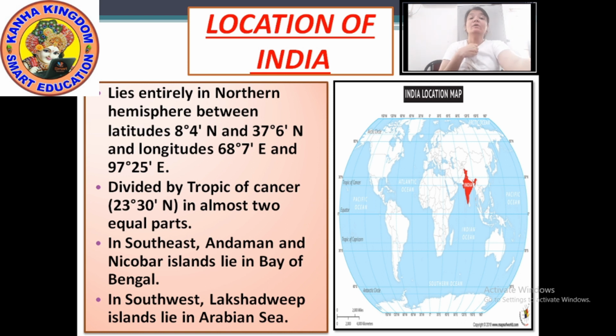Okay. Now if we move to the southeast, there is an island named Andaman and Nicobar Island, which lies in the Bay of Bengal. Okay, and in the southwest, it is the Lakshadweep Island that lies in the Arabian Sea. Okay, so this is the location of our country.